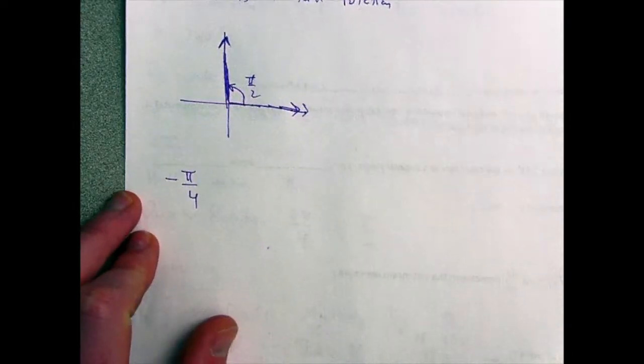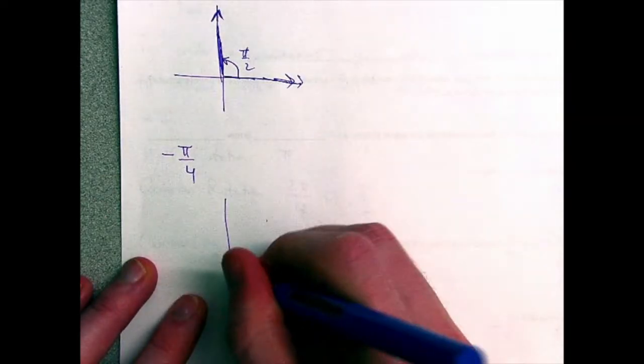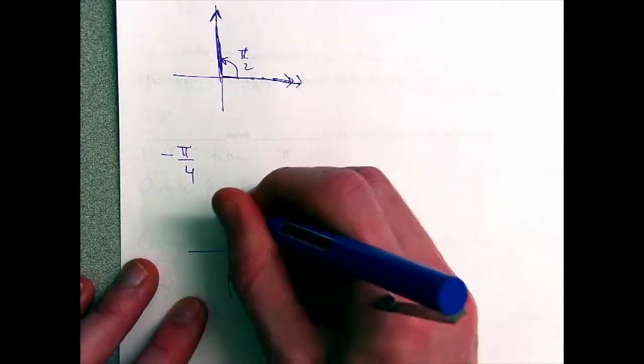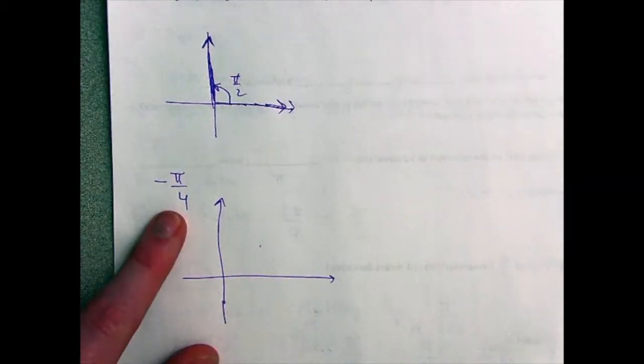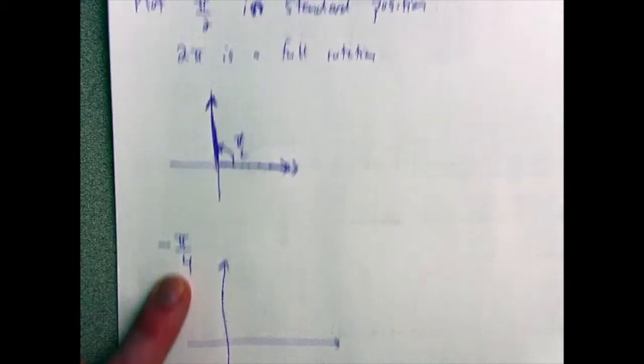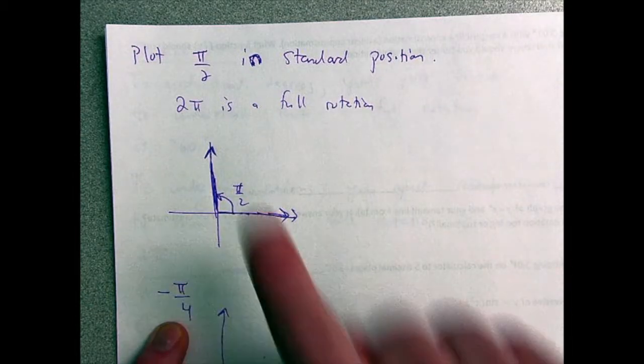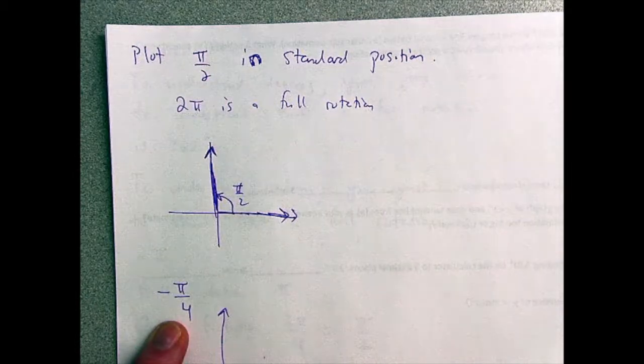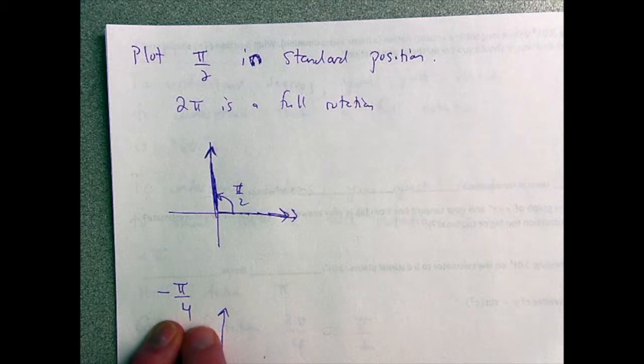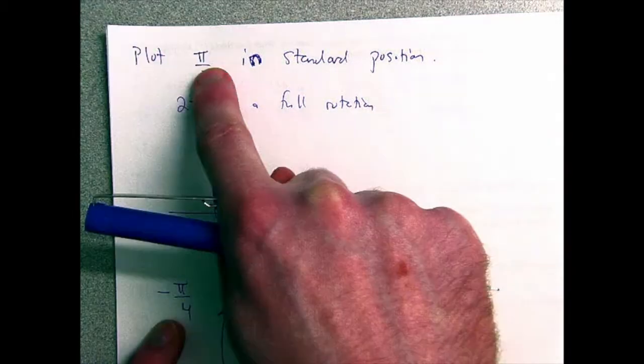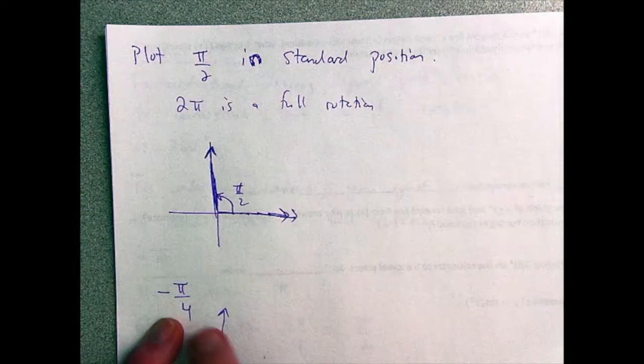Let's try and plot that in standard position. So what does that look like? One thing, as far as the size of this angle, how big is it? You might notice that pi over 4 is half of this. I mean, it's also negative, but in terms of its overall size, it is half of this thing. If you divide this by 2, you get pi over 4.